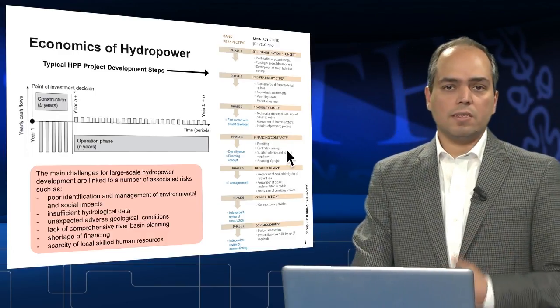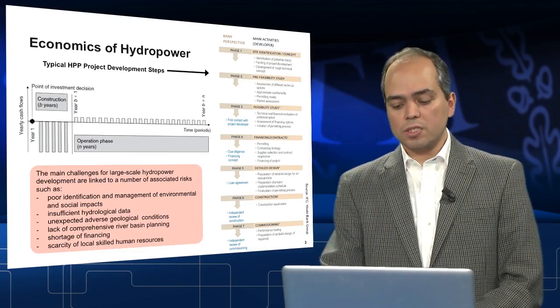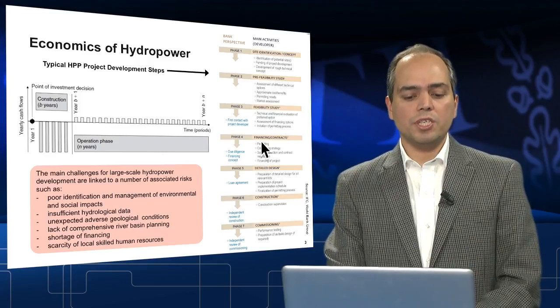Then the financing and the contracts of the financing should be in place, and then starts the detailed design of the project, the construction phase of the project, and finally the commissioning phase, which is the start of the operation, and then the project could be started. As you could see, this step could take even several years.